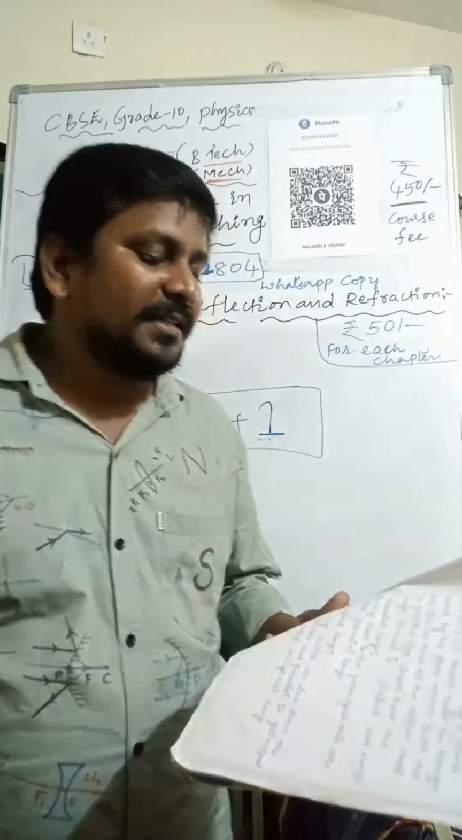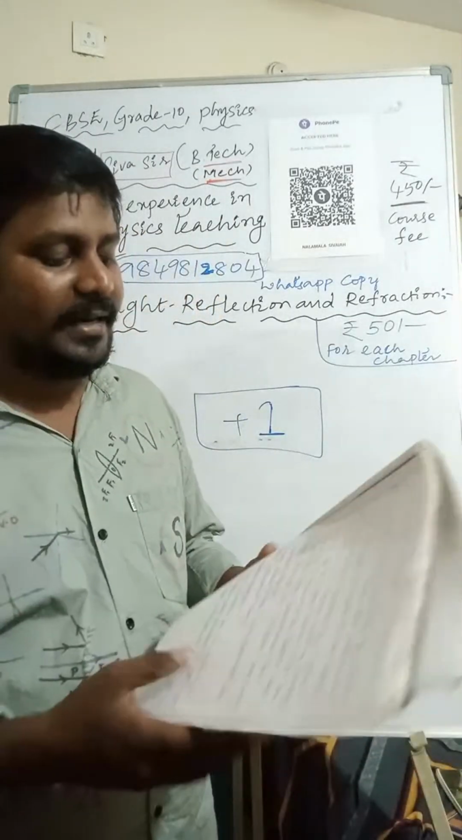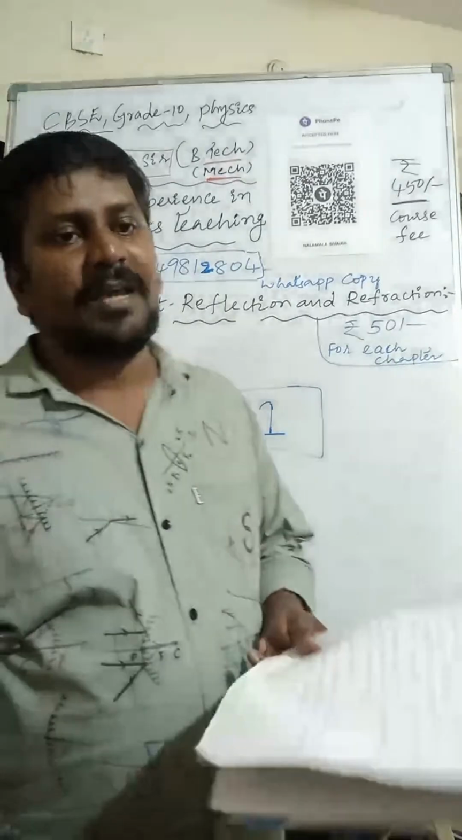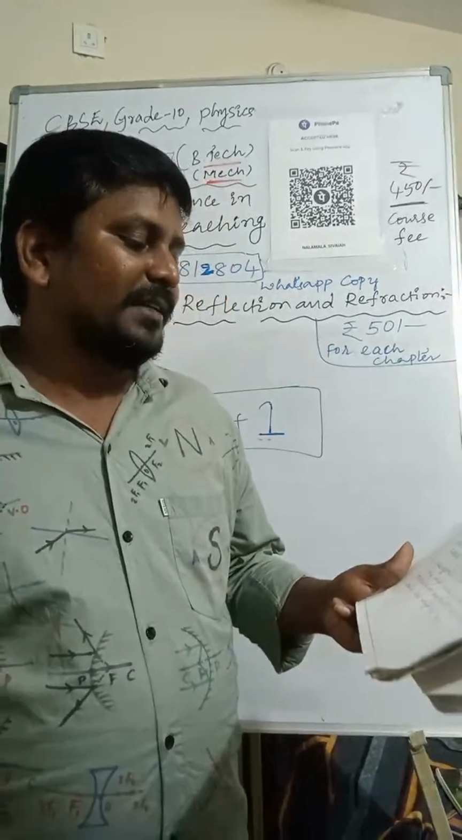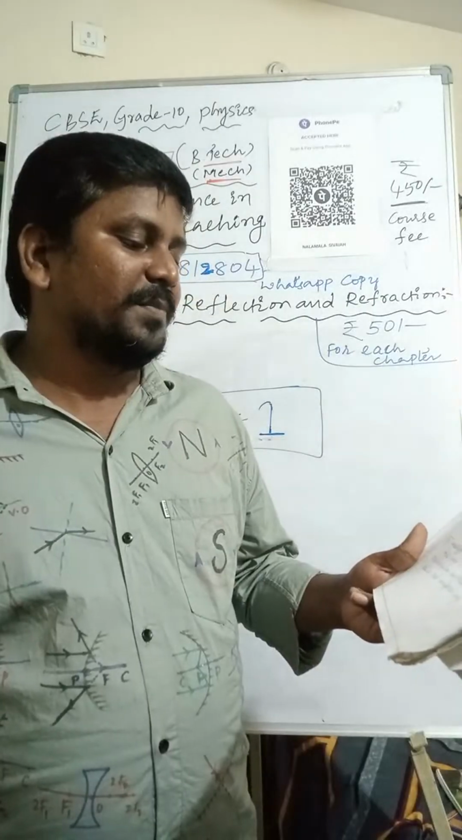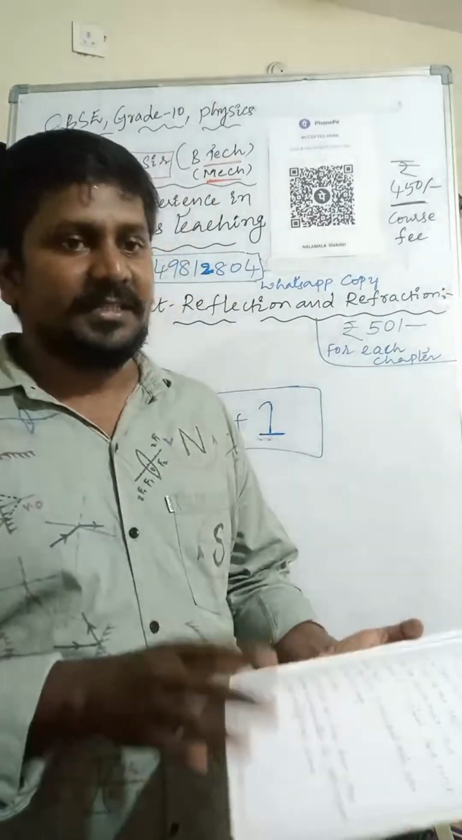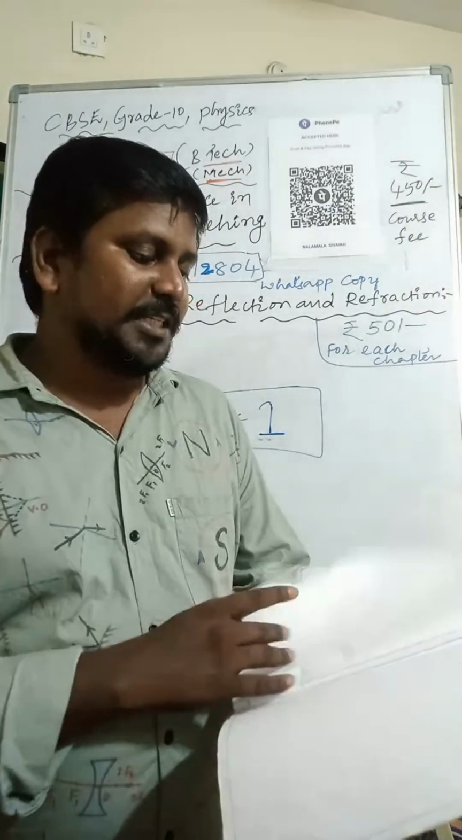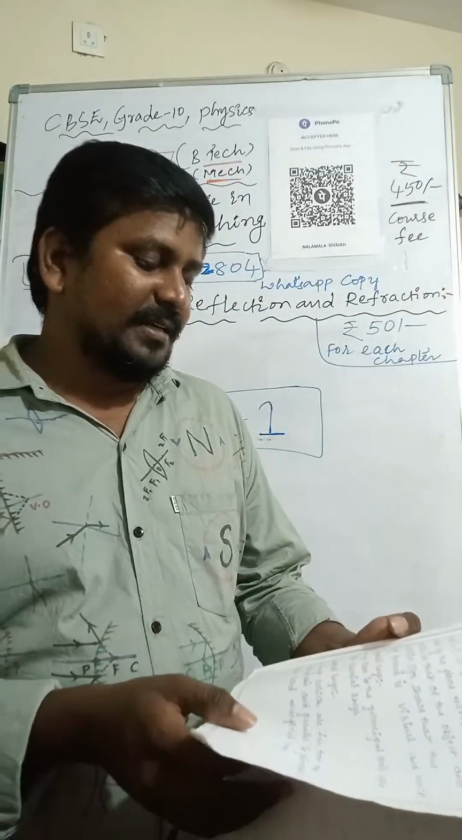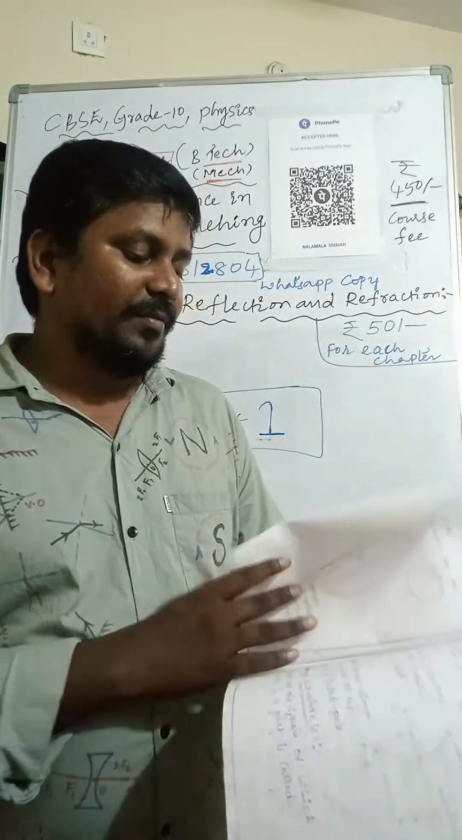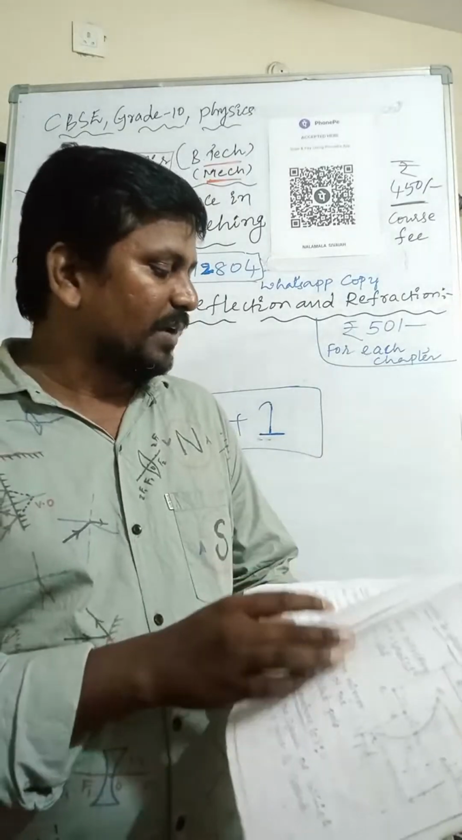Paraxial rays and marginal rays. The rays which are close to the principal axis are called paraxial rays. The rays which are far away from the principal axis are called marginal rays.